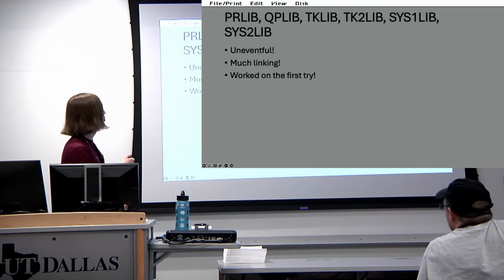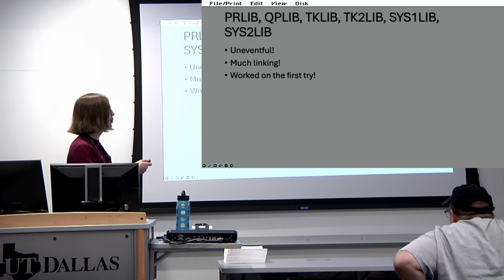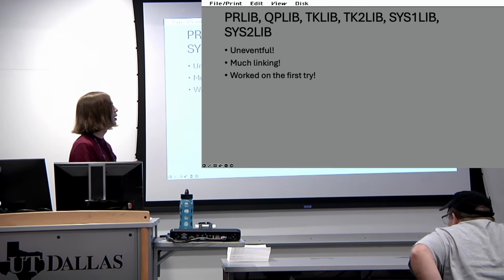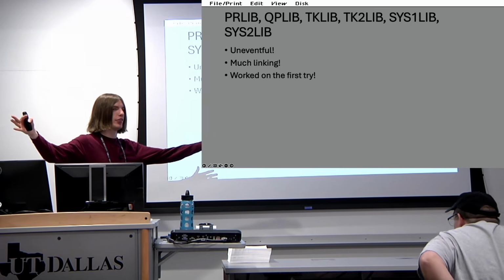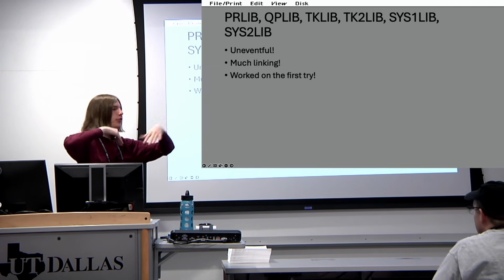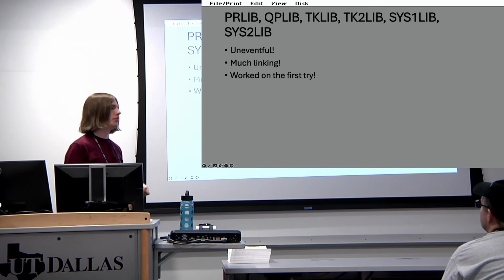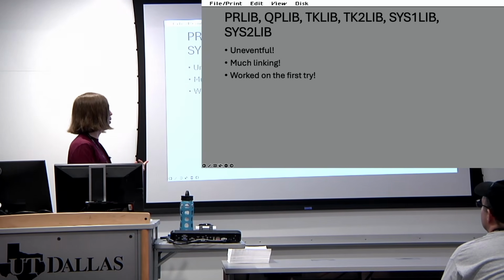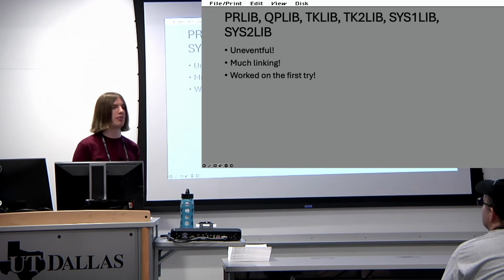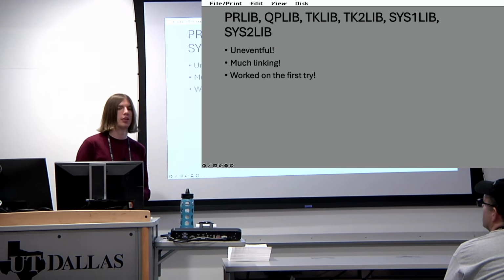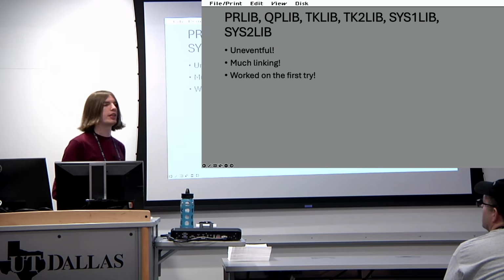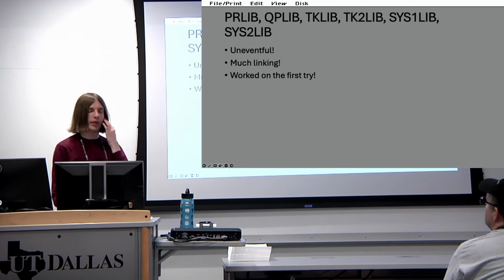Then printer library, quick port library, the two toolkit libraries, and then sys1 and sys2 lib, which are basically just giant system libraries with tons of random stuff just thrown into them. They all worked really well, really easily, and these took a while, especially sys1. It took like 5 minutes just to link because it's tons of code in there. But they all were very uneventful, and it just worked. So that was really nice.